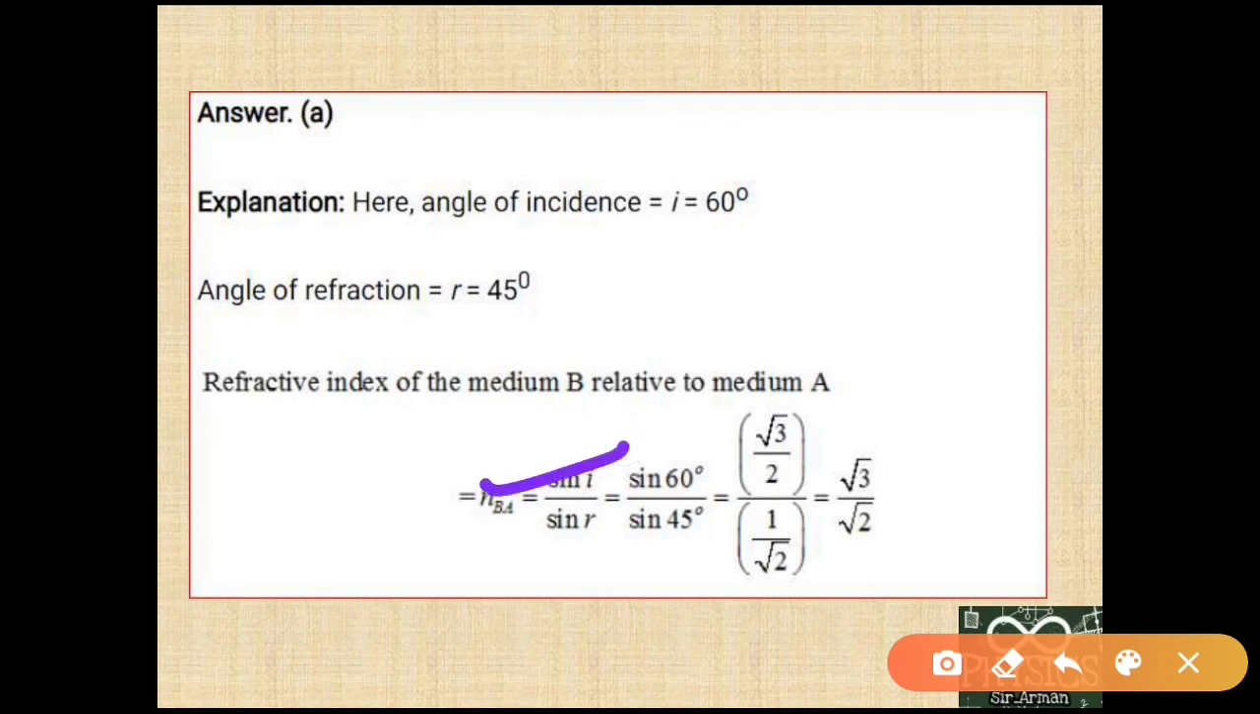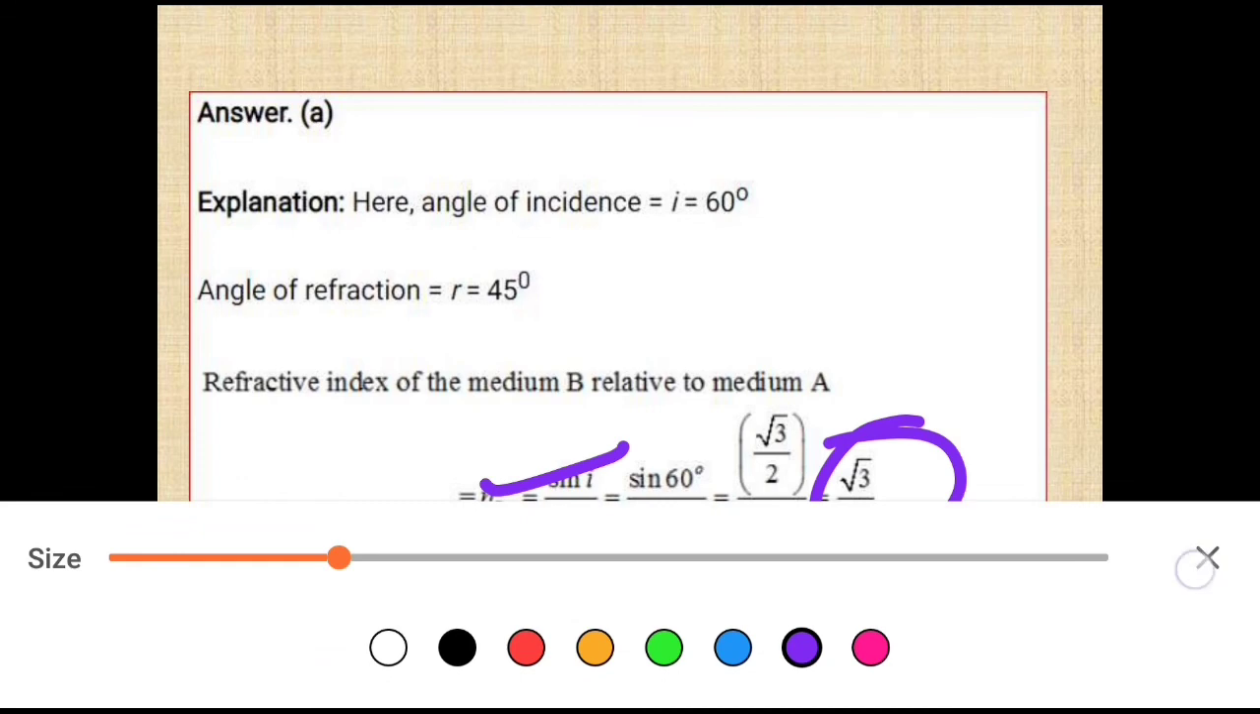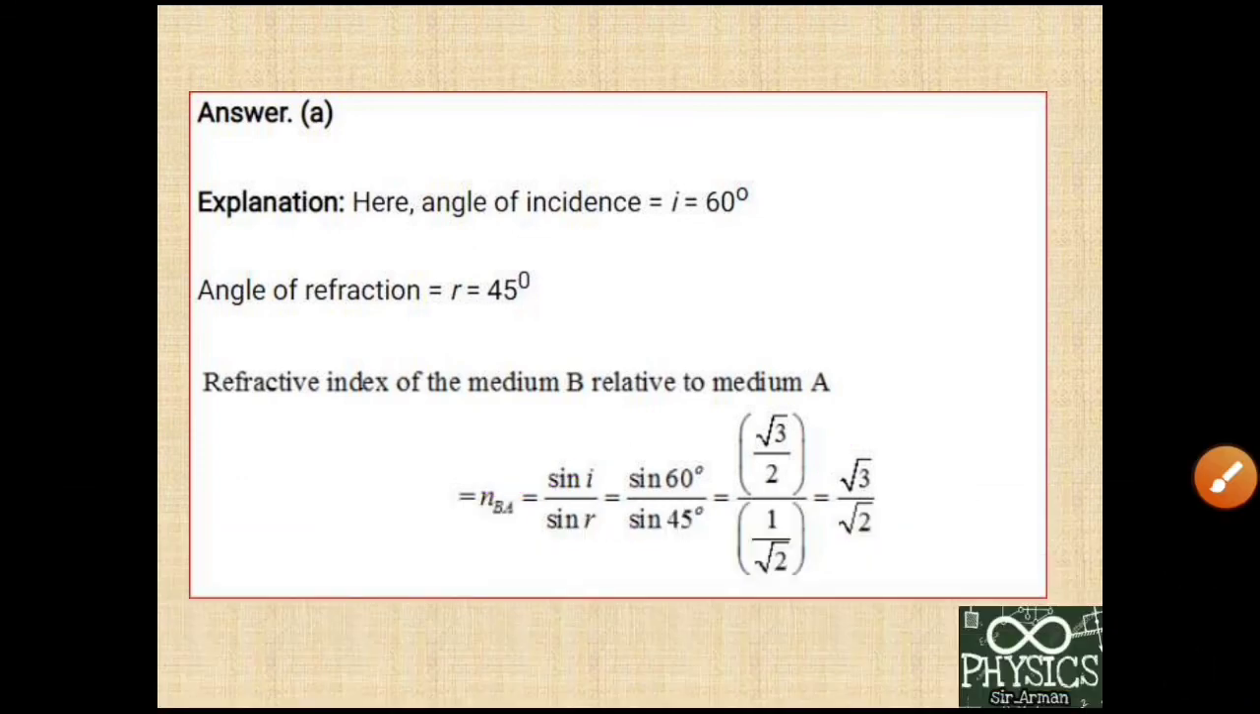Here you can see sine i by sine r, sine 60. The value of sine 60 is root 3 by 2. These values will be given in the exam, so don't worry. And sine 45 is 1 by root 2. If you solve this, you will get root 3 by 2. Okay, so I think you have understood the concept of relative refractive index clearly.